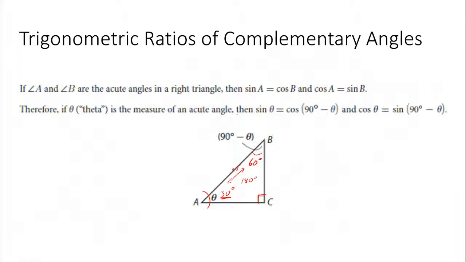So if you have sine of A, or sine of theta, which is 30 degrees, and cosine of 90 minus theta, which should be 60, that will be the same as sine of 30. That's what they're saying, and we're going to prove that coming up next. So that was another example right there.